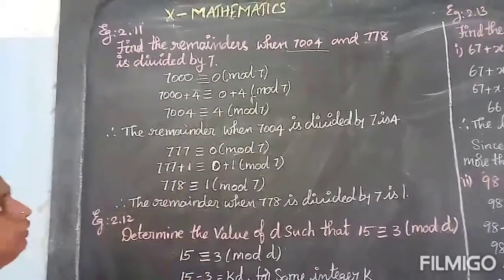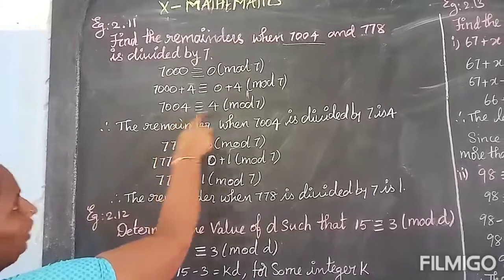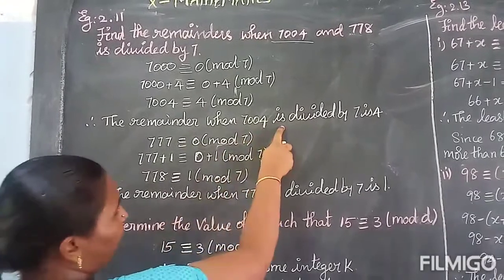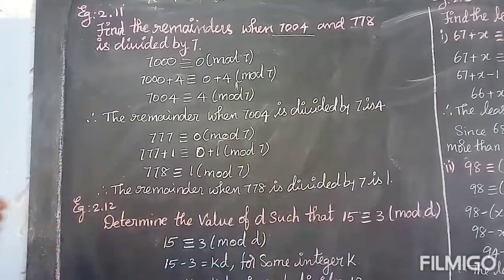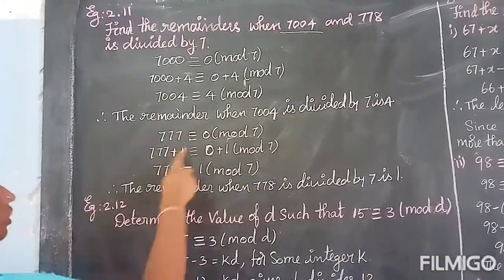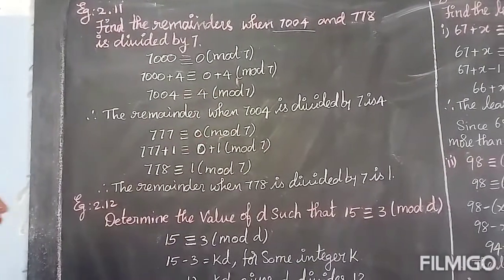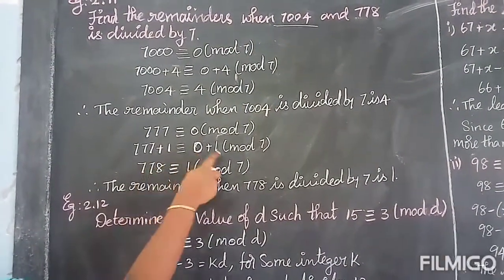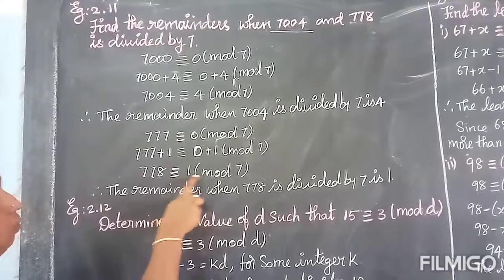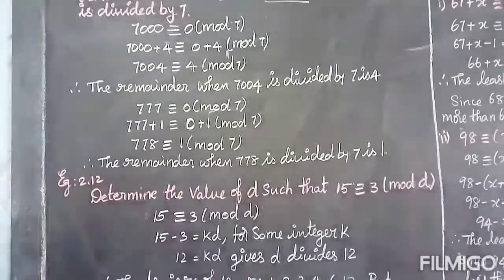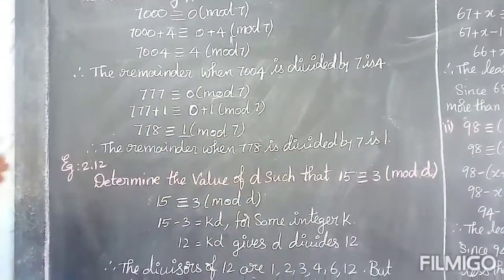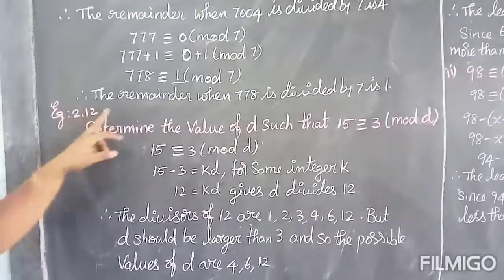So what is the remainder then? If 7004 is divided by 7, the remainder is 4. Next we are going to see 77 is congruent to 0 mod 7. They have 778, so we have to add 1 here, and plus 1 here also. So 778 is congruent to 0 plus 1, which is 1 mod 7. Therefore the remainder when 778 is divided by 7 is 1. Here you got to know the remainder. Okay, so next move on to example 2.12.